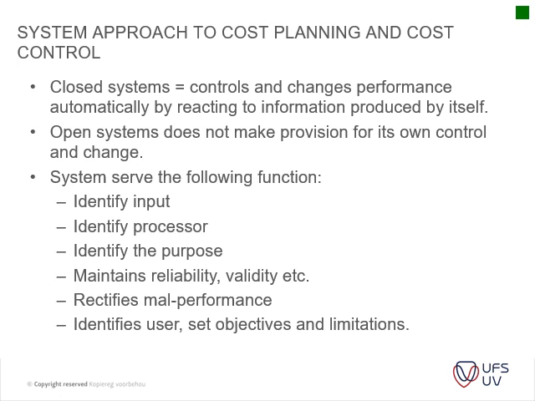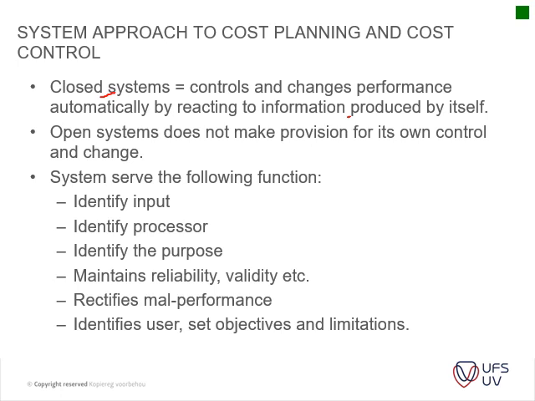So I'm just going to go through these quickly. You've got your open systems or your closed systems, where your controls and changes performance automatically by reacting to the information produced by itself. So it's basically the cost is influenced by the design of the building. It dictates what type of finishes there can be, or the type of finishes dictate what the cost would be. The size of the building will dictate the cost of the building, the location, etc.